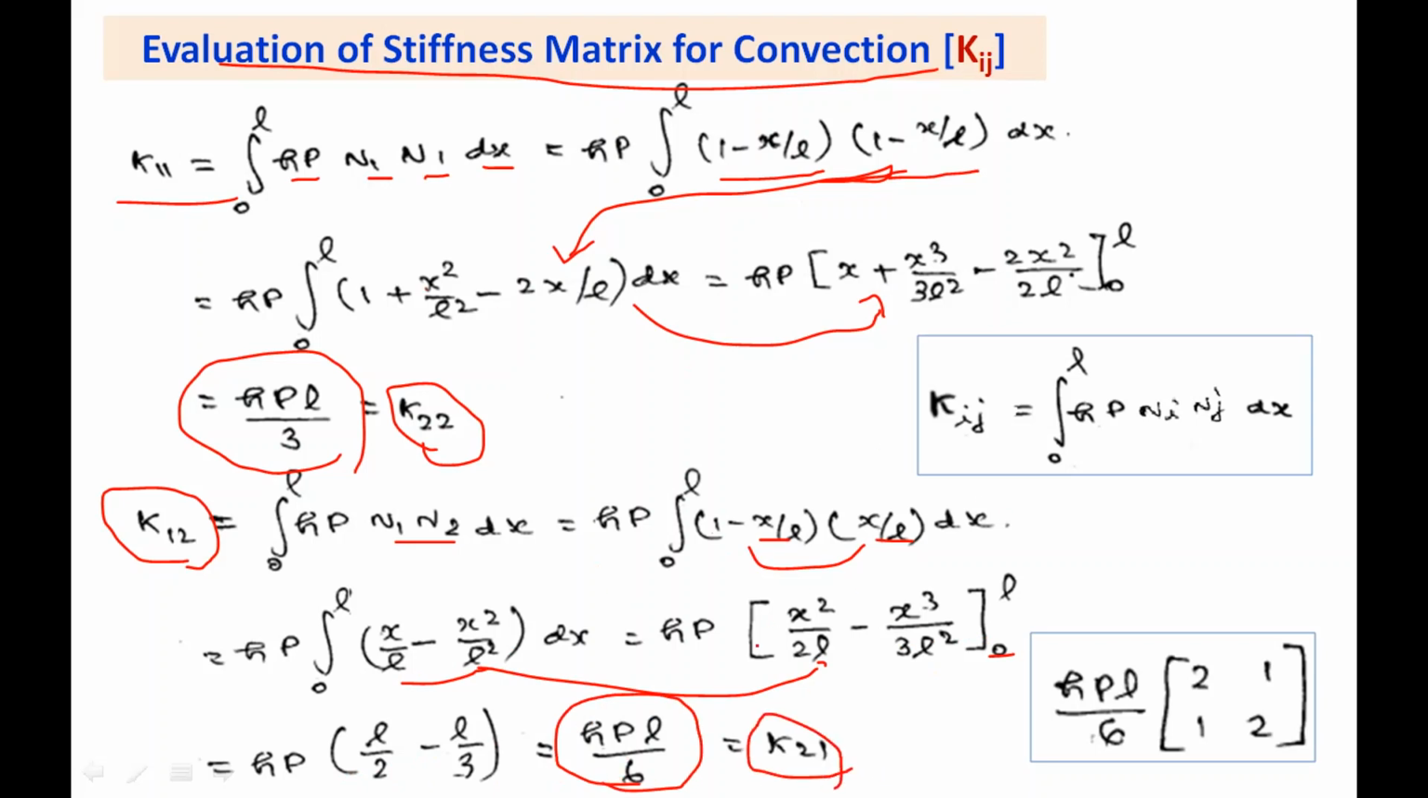So when you write it in matrix form, we get HPL by 6 times the matrix 2 1 1 2. Here, for HPL by 3 we are getting 2, and for HPL by 6 we are getting 1. So this is the matrix for convection.